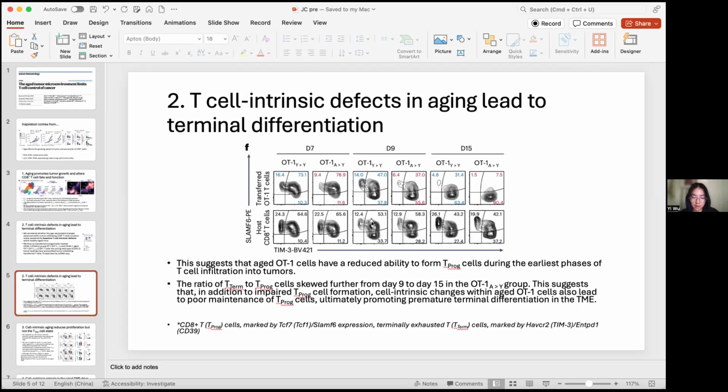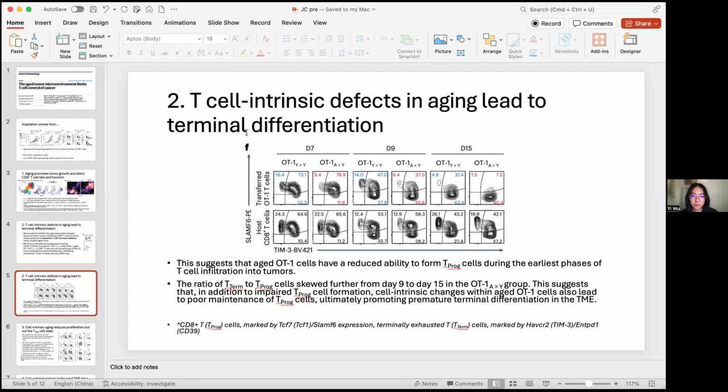From this figure, they figure out two things. The first one is that even from the earliest phases of T cell infiltration to tumors, which is day 7, aged OT1 cells have a reduced ability to form T progenitor-like cells, which is like the good cell. And also, as the days go on, the ratio of T terminal to T progenitor-like cells grew further, which means that the aged OT1 cells, the aged mice, have poor ability to maintain T progenitor-like cells, ultimately promoting premature terminal differentiation in the TME.